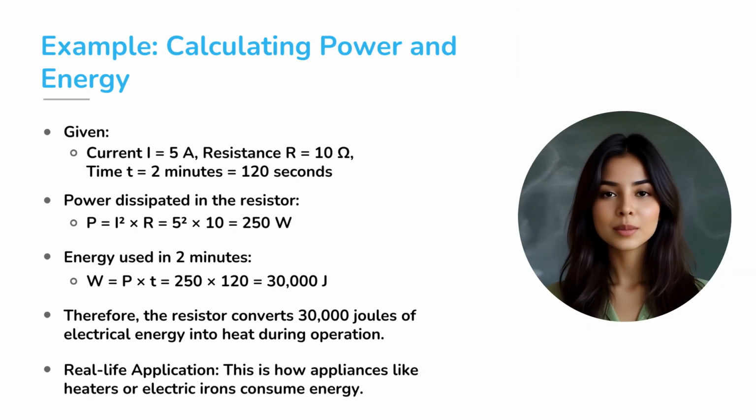Let's solve a quick example. Suppose you have a resistor of 10 ohms and a current of 5 amperes flows through it for 2 minutes. First, calculate the power. P equals I squared times R, that's 5 squared, which is 25, times 10, giving us 250 watts. Now, calculate energy. W equals P times time, which is 250 times 120 seconds. That gives us 30,000 joules. That's 30,000 joules of heat produced in just 2 minutes. Enough to heat up your toaster or run an electric kettle.